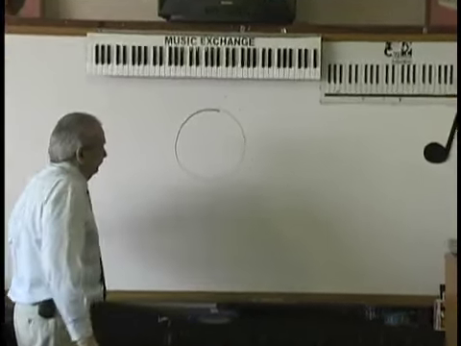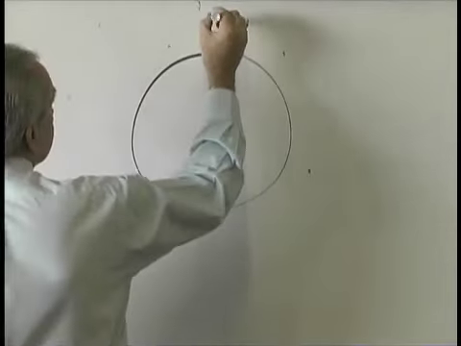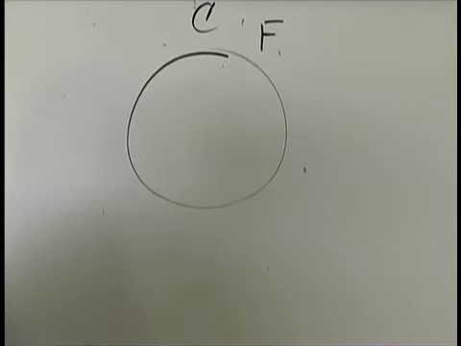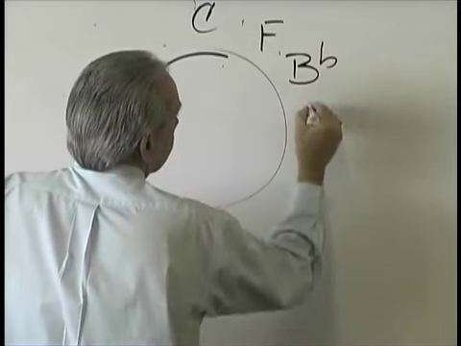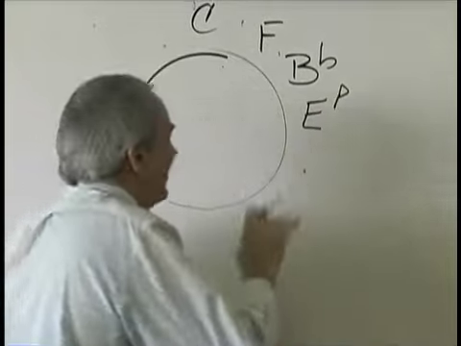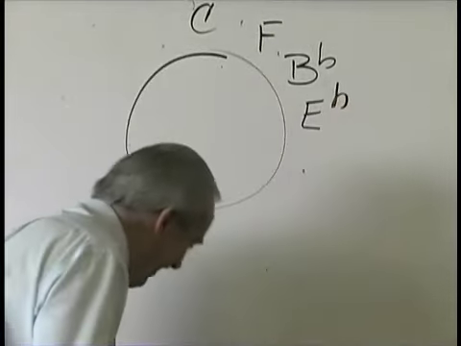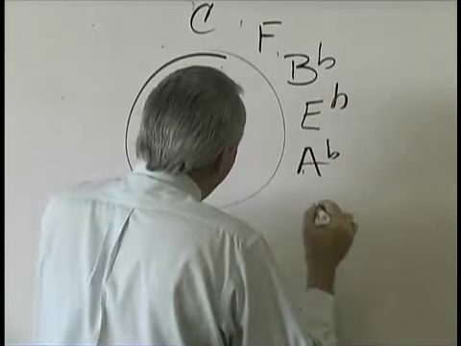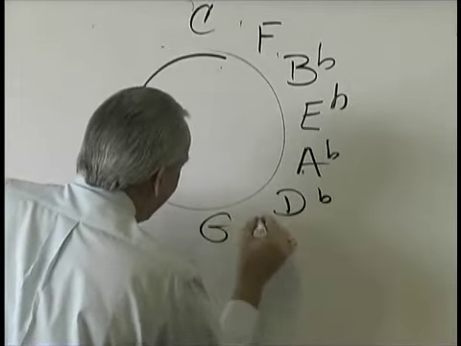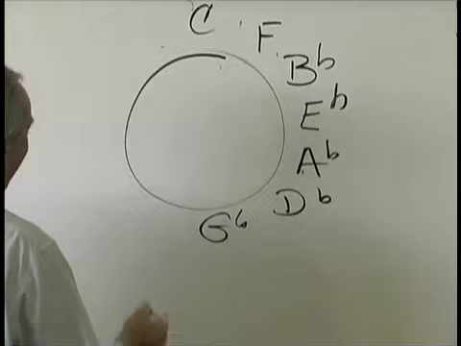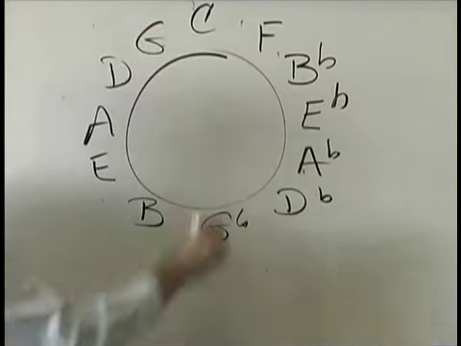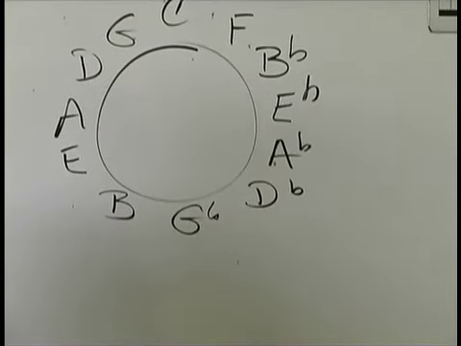And, all right, what's 12 o'clock? C. 1 o'clock? F. If you're watching it on video, refer back to the one that says circle, of course, the video. B flat, at 2 o'clock, keep going, help him. E flat. 4 o'clock, A flat. 5 o'clock, D flat. D. G flat. Your clock's a little off. It really is. G flat, 6 o'clock. B, E, A, D, and G. You might be a little late or a little early if you use this clock.